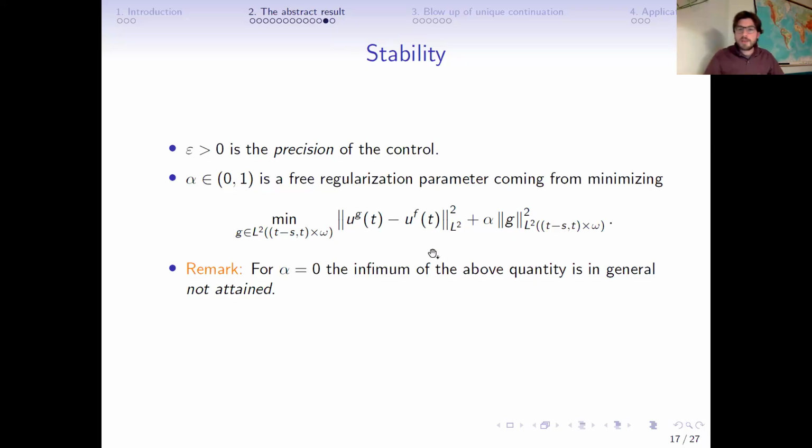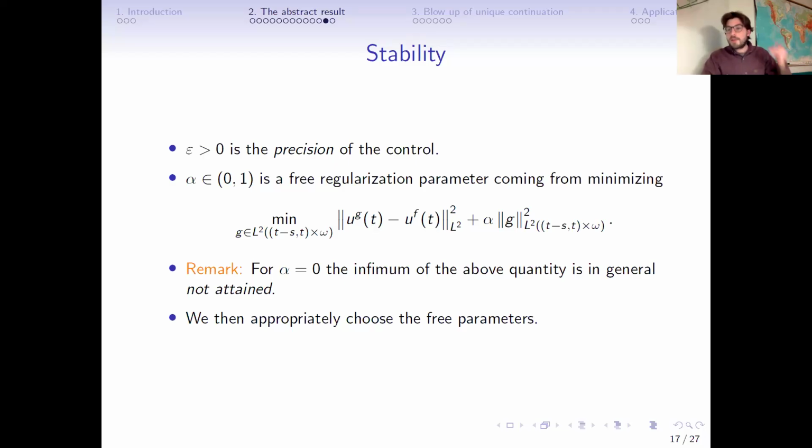And I'm just going to make a comment which is interesting: saying that there is a minimum of this quantity for alpha equal to 0 means that the approximate control is not only an approximate control, but it is an exact control. It means that in fact one can take epsilon equal to 0. This would mean that you can minimize this problem for alpha equal to 0.